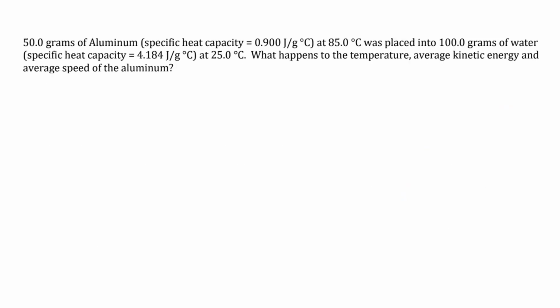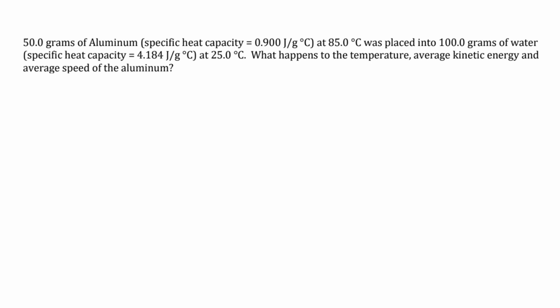So you have 50 grams of aluminum with a specific heat of 0.9 joules per gram degree Celsius at 85 degrees. It was placed into 100 grams of water, and that has its own specific heat, at 25 degrees Celsius. What is happening to the temperature, average kinetic energy, and the average speed of the aluminum? Think about which way heat is traveling.